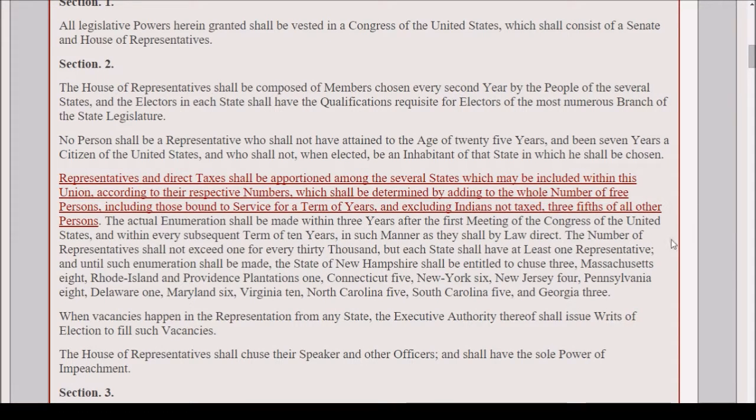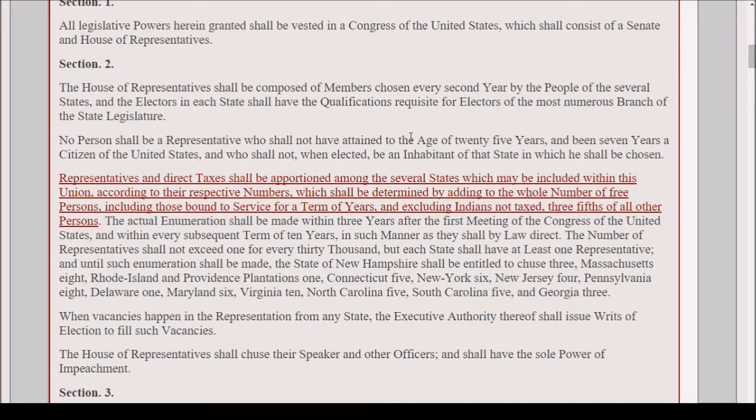Okay, so now I'm going to read this red portion over here. Representatives and direct taxes shall be apportioned among the several states which may be included within this union, according to their respective numbers, which shall be determined by adding the whole number of free persons, including those bound to service for a term of years, and excluding Indians not taxed, 3/5 of all other persons.